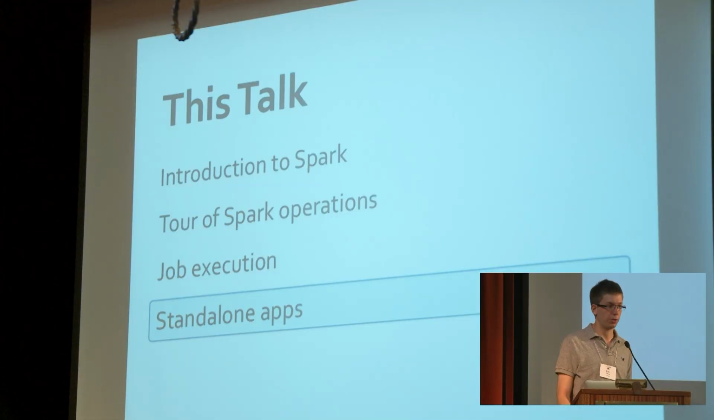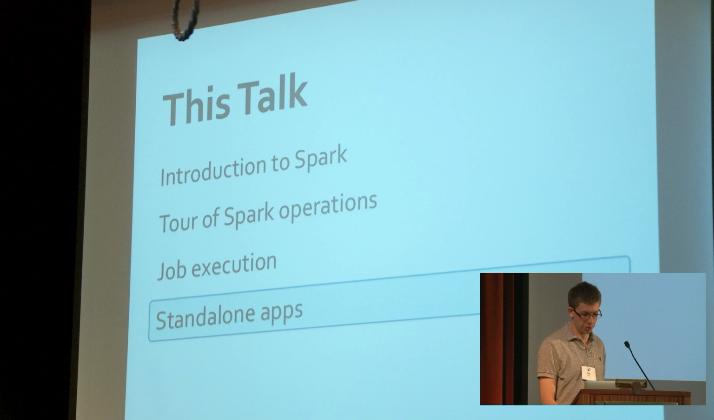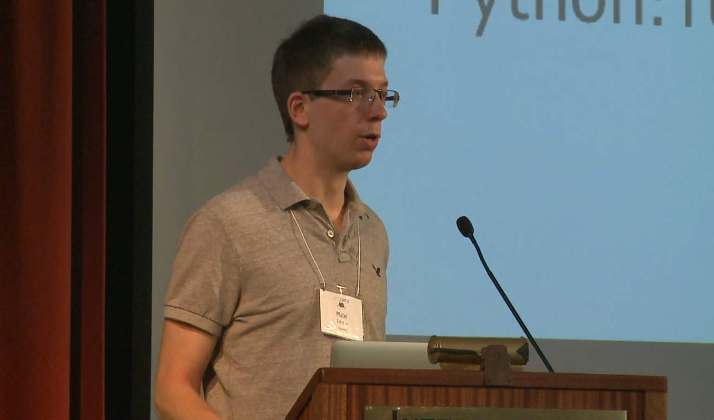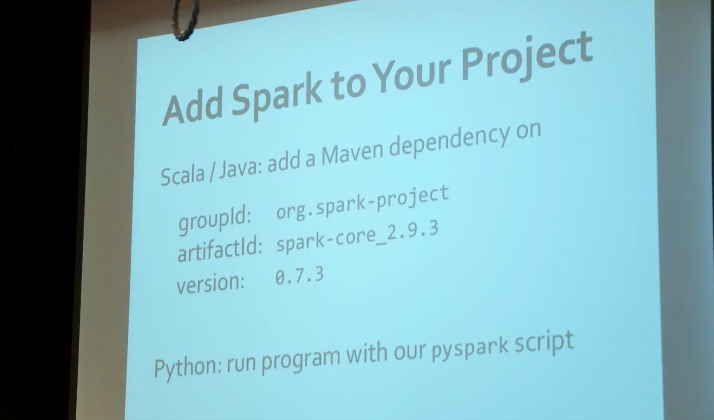So the final thing I want to talk about is how you would use this in standalone applications. I've shown it in the console. It's actually fairly easy to link it into standalone applications because it's just a library. If you have a Java or Scala project, you can add a Maven dependency on Spark using Ant or Maven or your favorite build tool. And this is the group ID and artifact you have to put in.